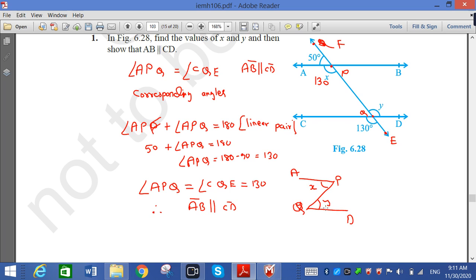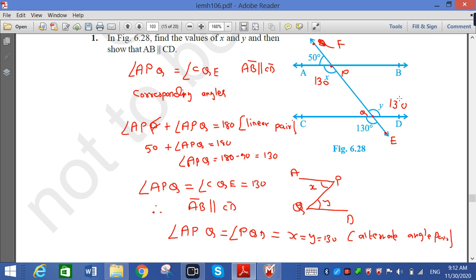So now AB is parallel to CD, so we can say that angle APQ is equal to angle PQF, x is equal to y is equal to 130. Why? Because it is an alternate angle pair. So we can easily find out: here it is 130, it is also 130. We can find all the angles. Vertically opposite angle, so we write 130 here, again 50 here. 50 is equal to 50, so corresponding angles are there. So we can easily find all 8 angles.